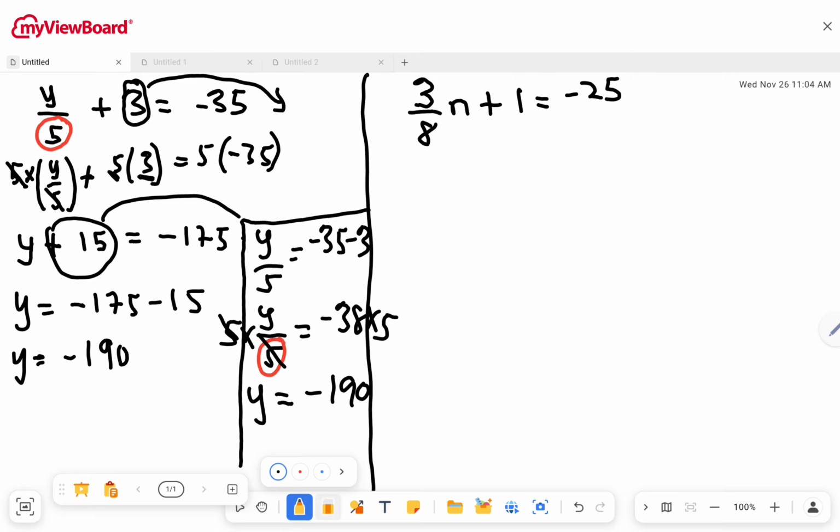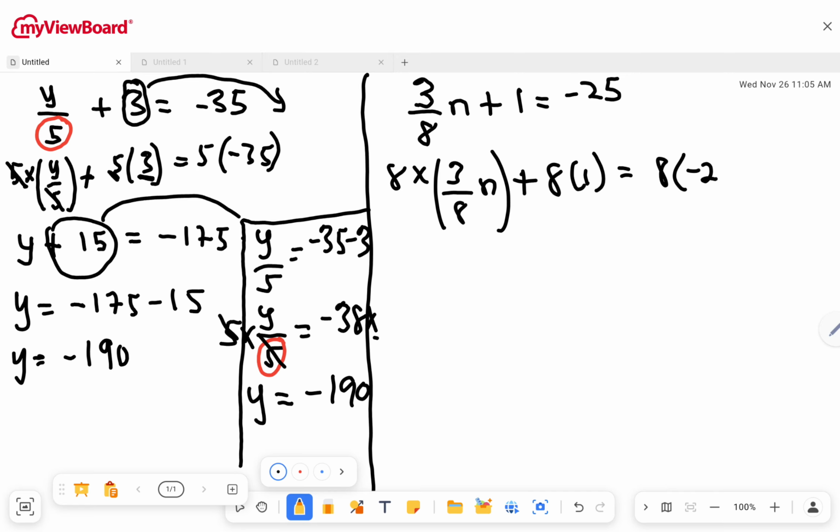Now let's look at how we can solve this second question. For this second question, I'm going to use the very first method that I used for the first question. So I'm going to multiply through by the denominator, which is 8. So I'll multiply each term by 8. So I have 8 times 3 out of 8n plus 8 times 1 is equals to 8 times negative 25.